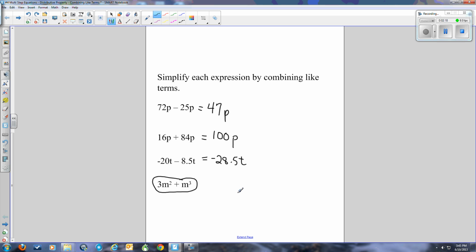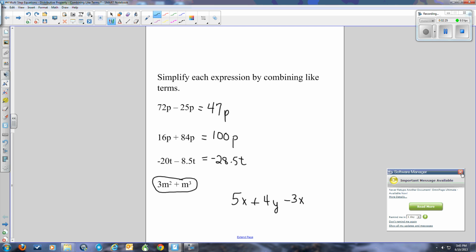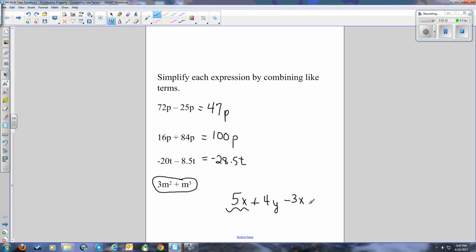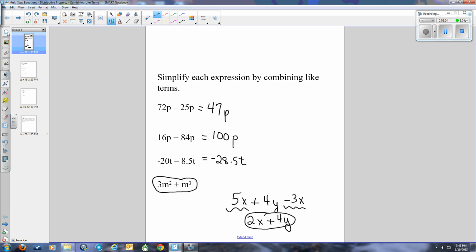And similarly, let's say we had something like this. We had 5x plus 4y minus 3x. Your only like terms here are the 5x and the negative 3x. So 5x minus 3x gives you 2x. And the 4y is going to have to stand by itself. We're just going to have to bring that down because the x and y are not like terms. They are not the same variable. So 2x plus 4y would be the simplified expression.